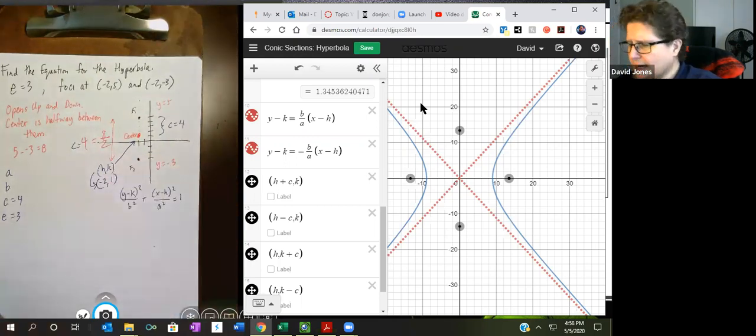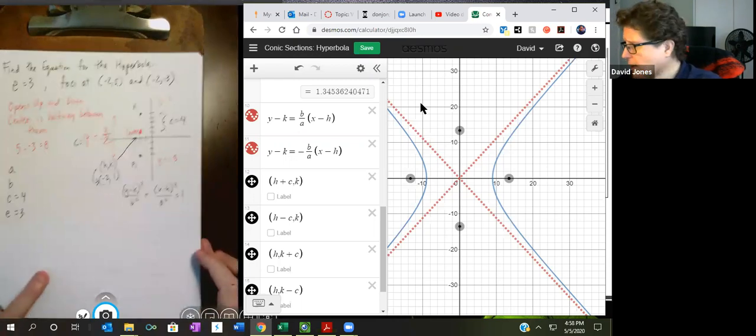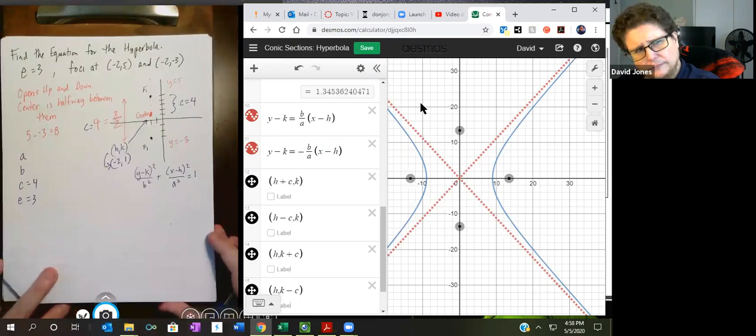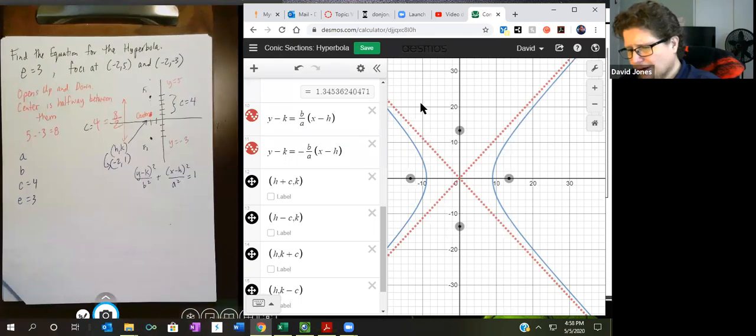Do I know anything else given the information I've got? I need something else to get A and B. Something's here that I have not looked at. Pause and think about it, see if you can figure it out. It's the eccentricity. What does E equal?